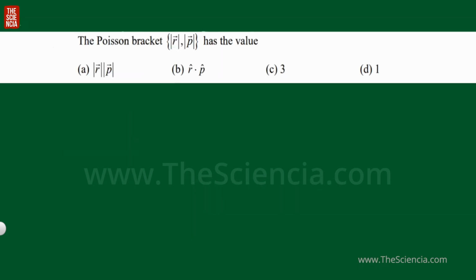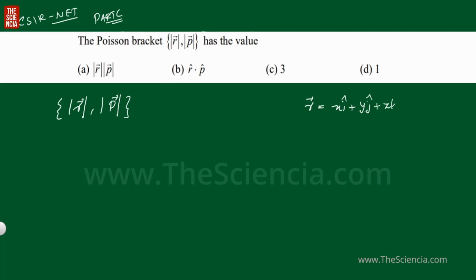This one is a previous CSIR NET problem and is a Part C problem. The question is to find the Poisson bracket, that is the Poisson bracket of r vector, comma p vector. How to solve this? So first you have to know what this r vector is and what its magnitude is. We know r vector is equal to x i cap plus y j cap plus z k cap, and its magnitude is equal to root of x square plus y square plus z square.